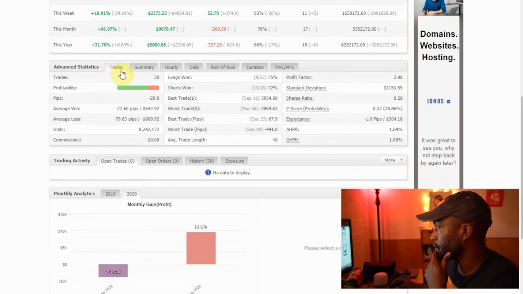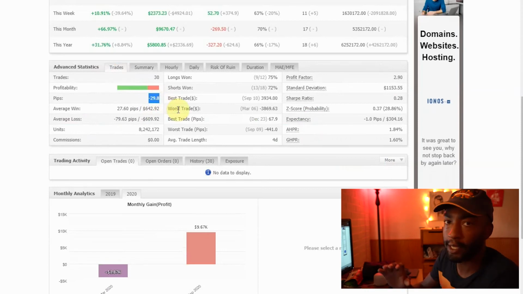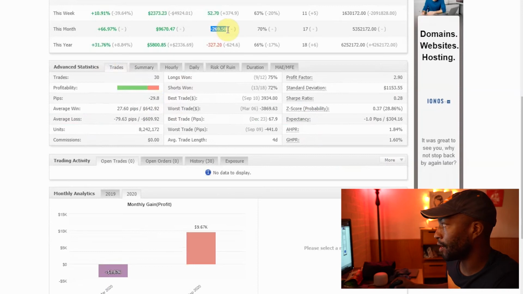I want to show you, what was it that I wanted to, okay. So this is what I wanted to show you. If you look at my pips, I've actually lost pips. This month I'm down 269 pips.